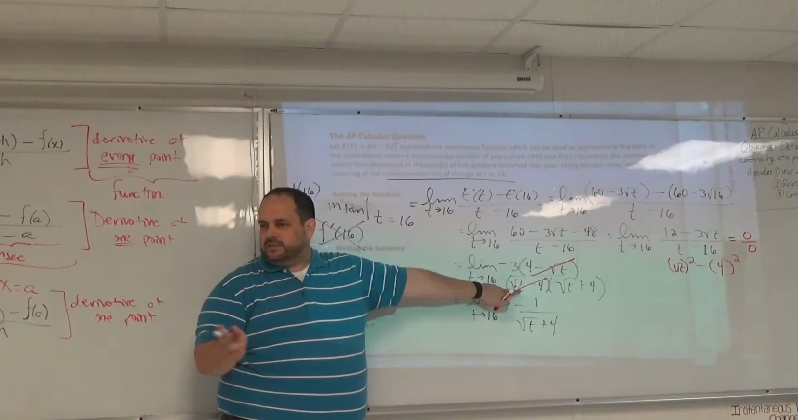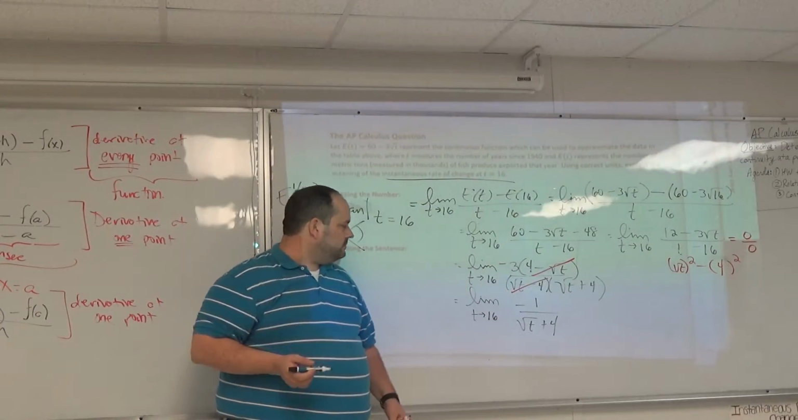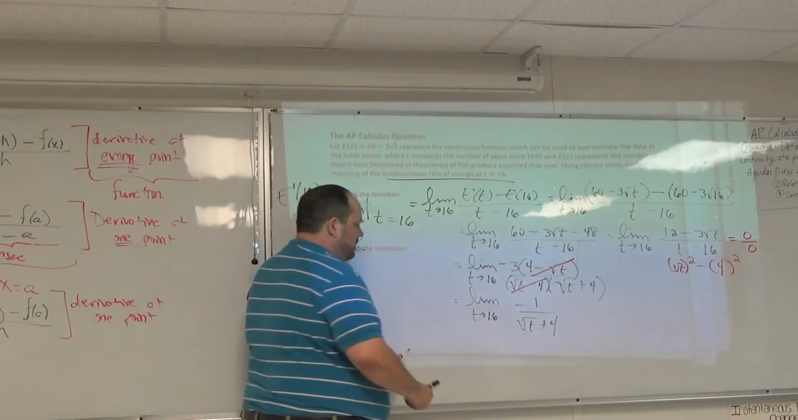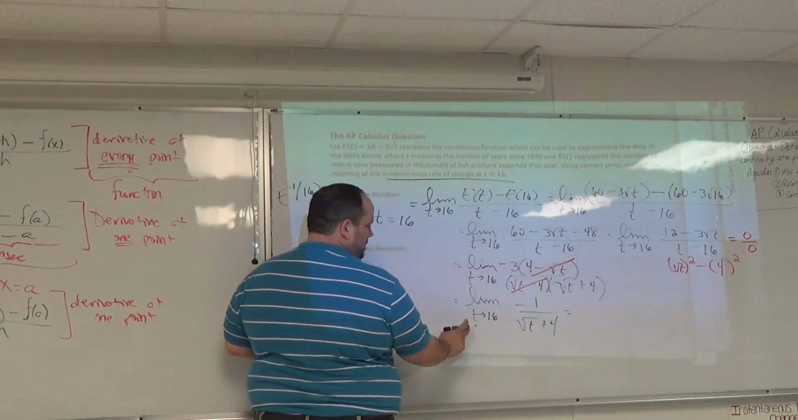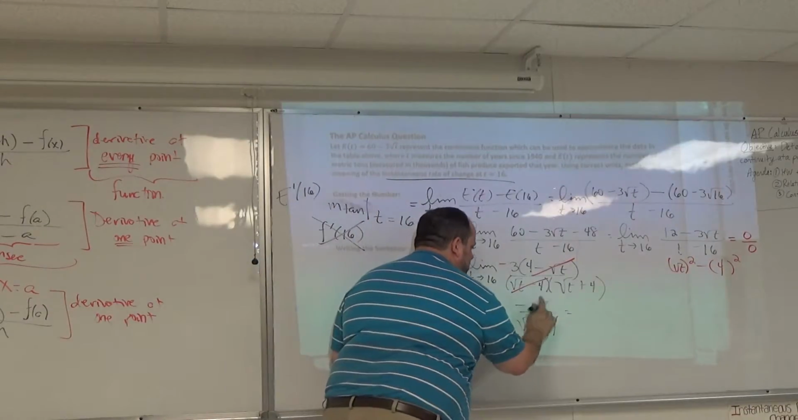If you didn't see that factoring difference of squares, multiply by the conjugate, same thing. Final limit answer? Negative 1 over 8.